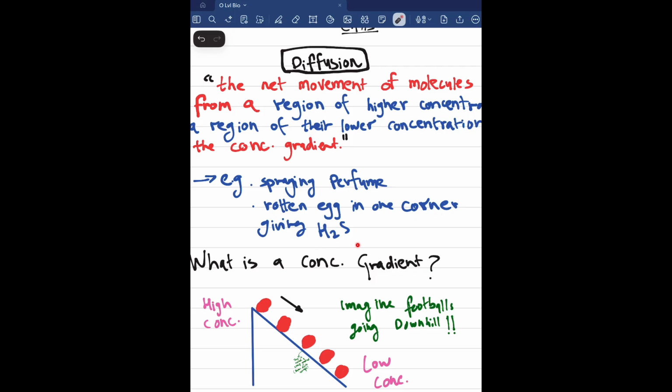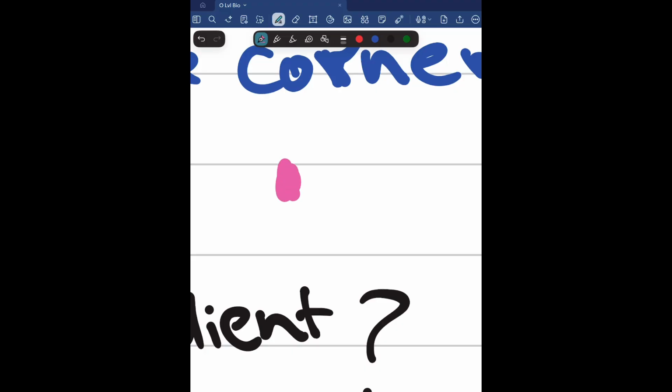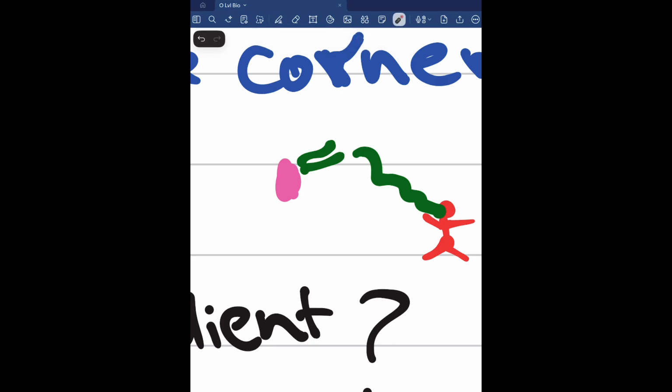Secondly, rotten egg in one corner of a room. So let's suppose, again, this is an egg, a pink egg for some reason, I have no clue why. And this is you standing here, right? Eggs have this thing called H2S, which is hydrogen sulfide. You know, that rotten eggy smell. I don't even like cooked eggs because I think they smell weird as well. But anyhow, think of that smell, right? And you're standing here, but somehow that smell reaches your nose. How? The question is, and the answer is diffusion.